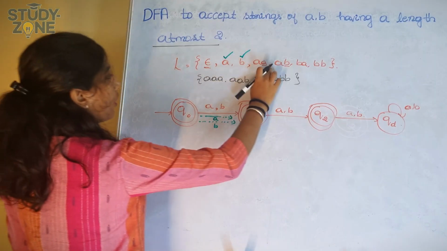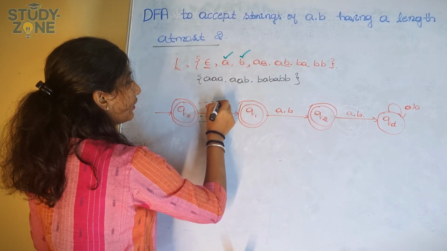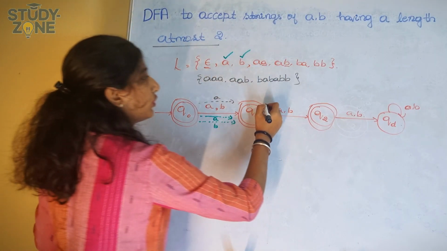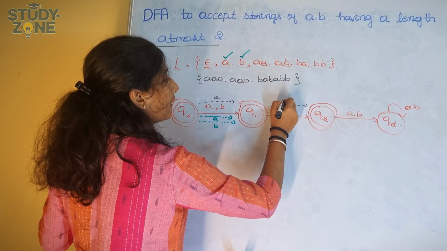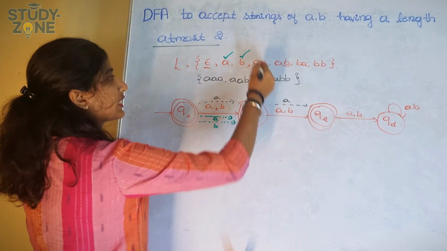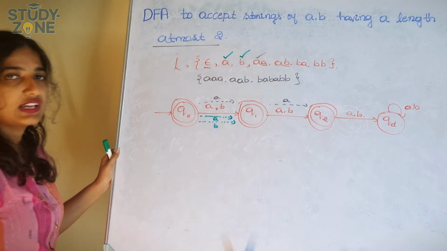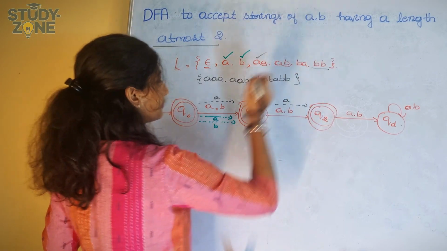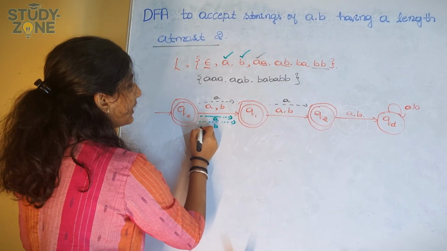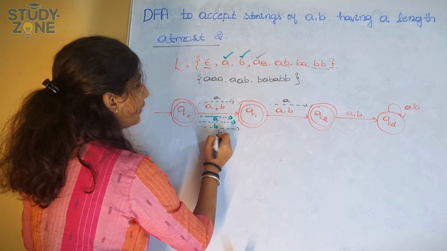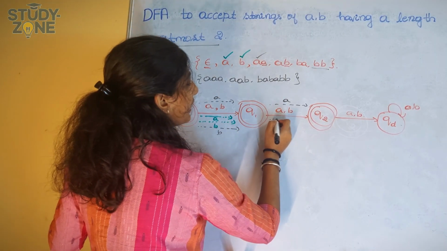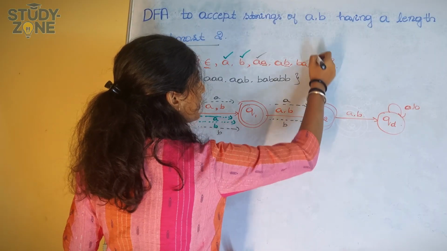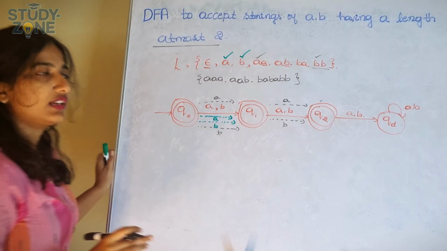Now Q0 on A moves to Q1, and again we have one more A. So Q1 on A moves to Q2. This is also an accepting state, so the string is getting accepted. Now I will try it for BB. Q0 on B moves to Q1 and Q1 on B again moves to Q2. This is also an accepting state, so this one will also get accepted.